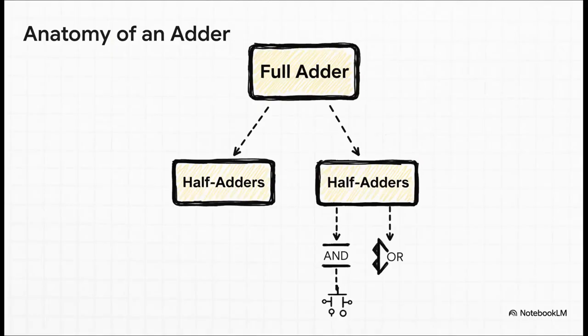At the very bottom, you have your basic transistors. Groups of those form logic gates. You combine those gates to create simple half adders. And then you can combine 2 half adders to make a full adder, which can handle that whole carrying the one thing. It's all just layers of simple switches arranged in clever ways.